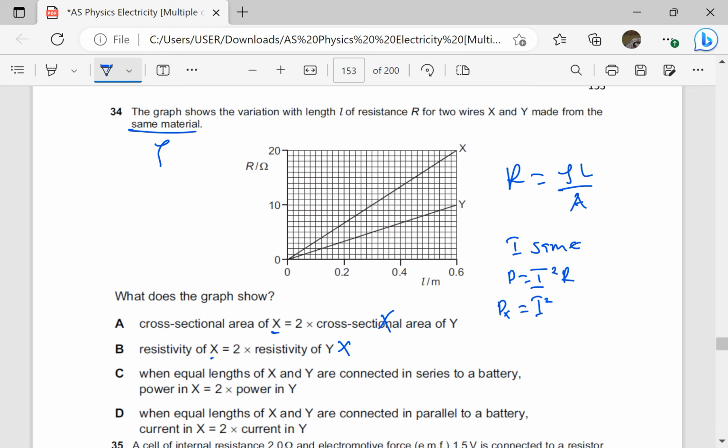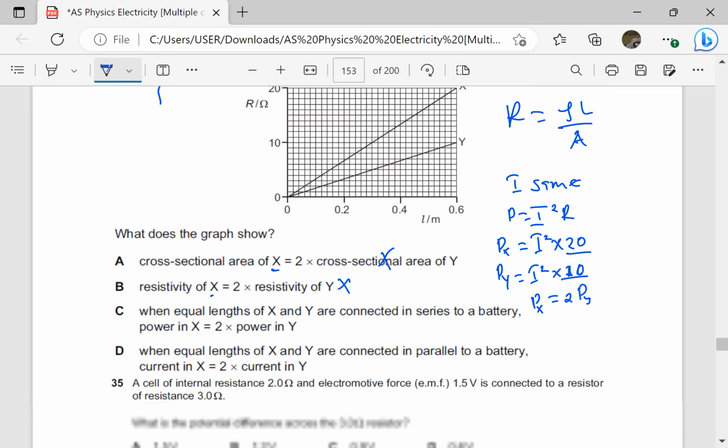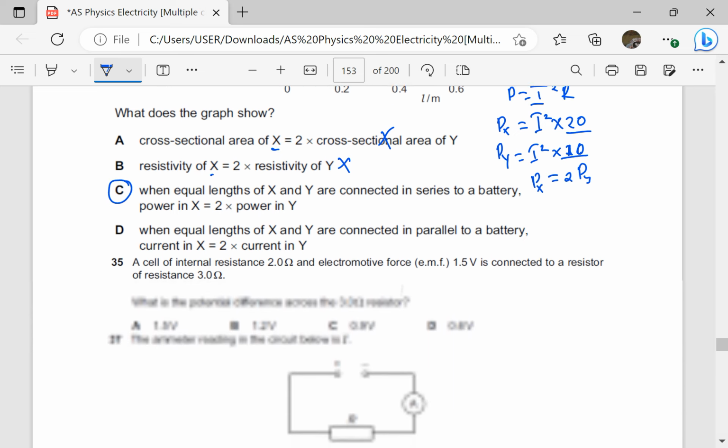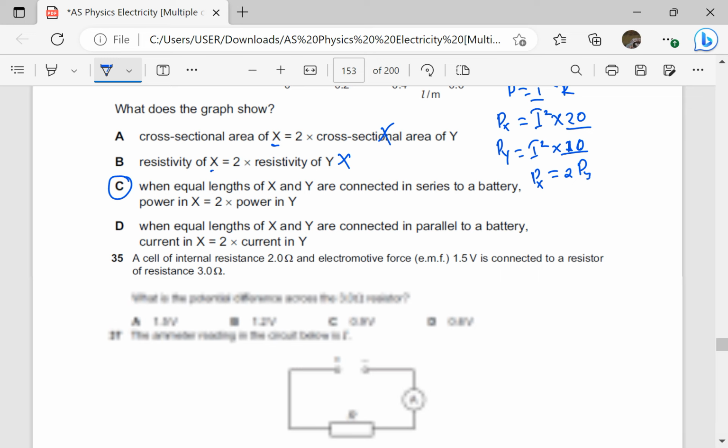The resistance of X, let's use the maximum values, is going to be 20. The power in Y is going to be I squared, the resistance in Y is 10, maximum resistance. So you notice that the power in X is equal to 2 times the power in Y, because this is 10, the other one is 20. So this means our answer is automatically going to be C. I don't need to check D.